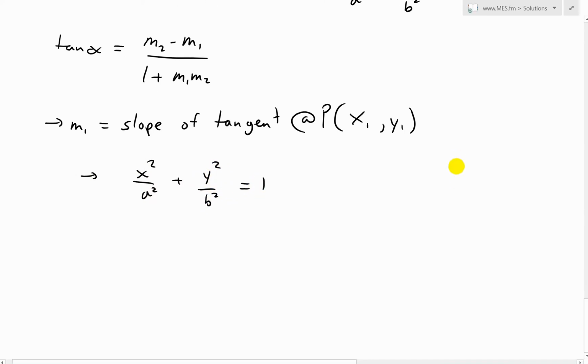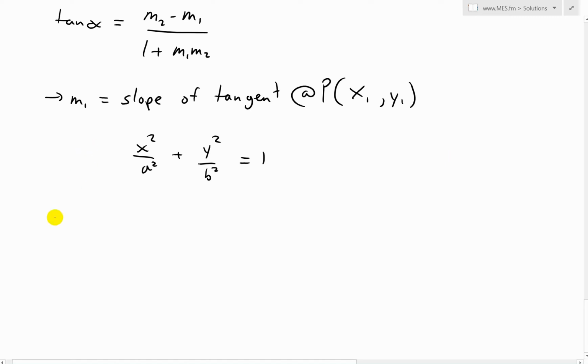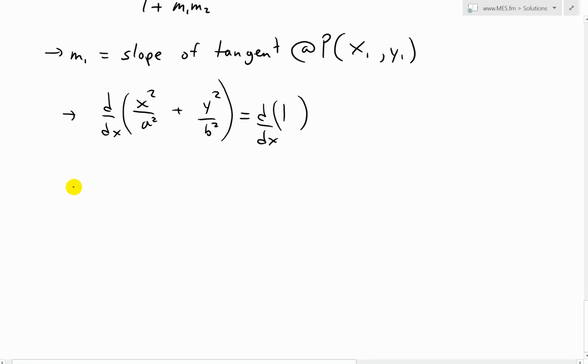Now what we'll do is apply implicit differentiation. So we have this. So what we'll do is d over dx on both sides, like that. So we're not changing anything. d over dx like that. So what we'll end up having is, well, this is going to be 2x over a squared. That's the derivative of x squared is 2x.